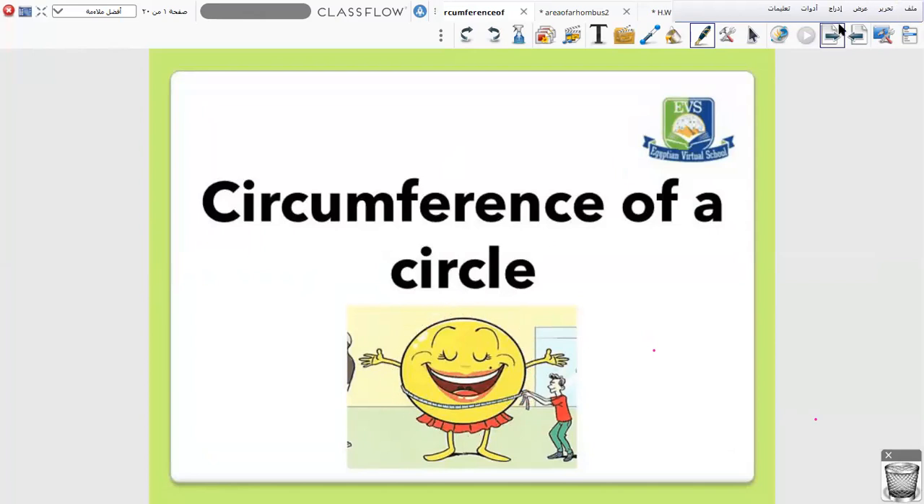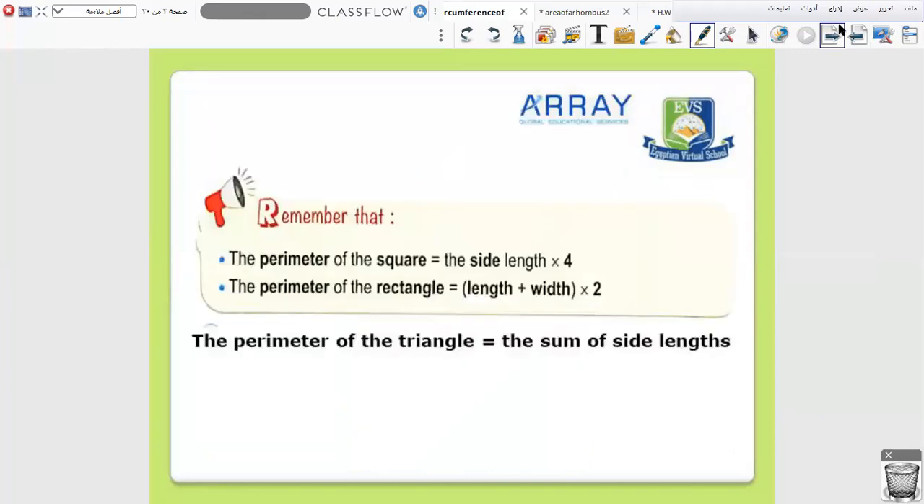Okay. First, let's make a quick revision on some perimeters we studied before. The perimeter of a square equals the side length multiplied by 4. Do you remember? It's side multiplied by 4. The perimeter of the rectangle is (length plus width) times 2. And the perimeter of any triangle equals the sum of side lengths. And the perimeter of a rhombus also is side times 4 because it's like a square. All sides are equal in length.